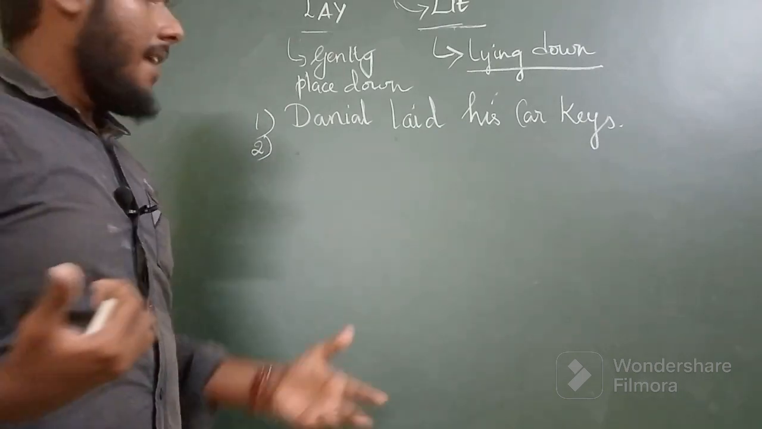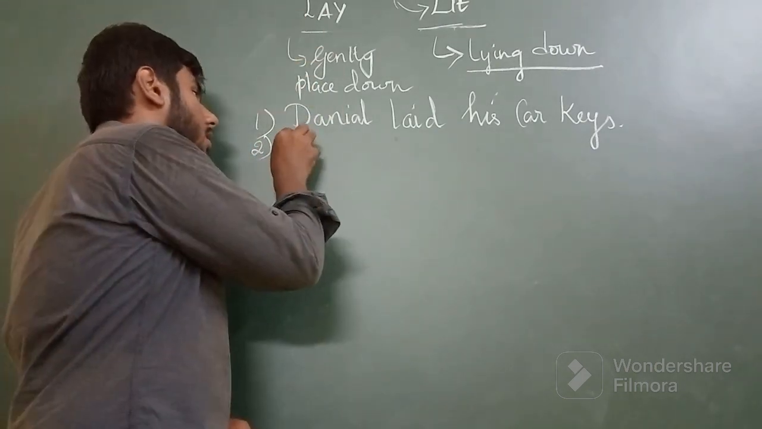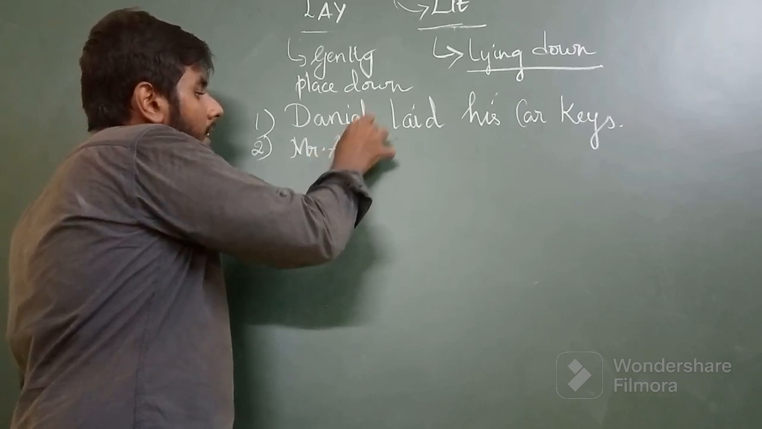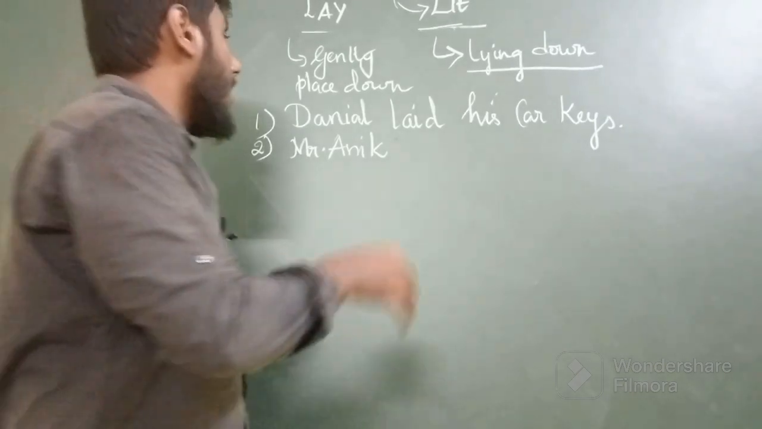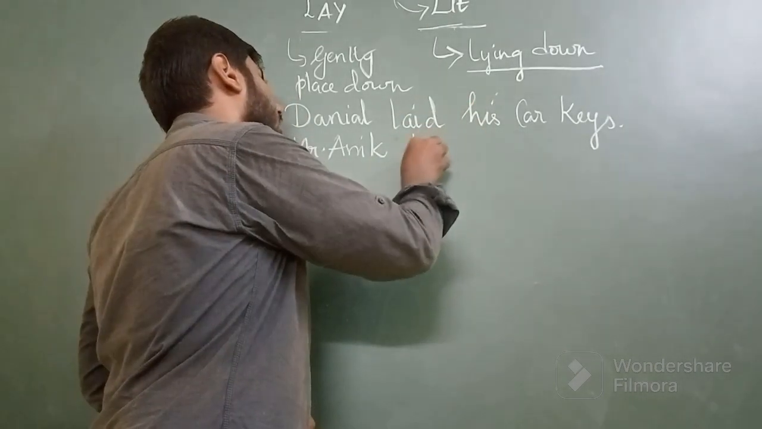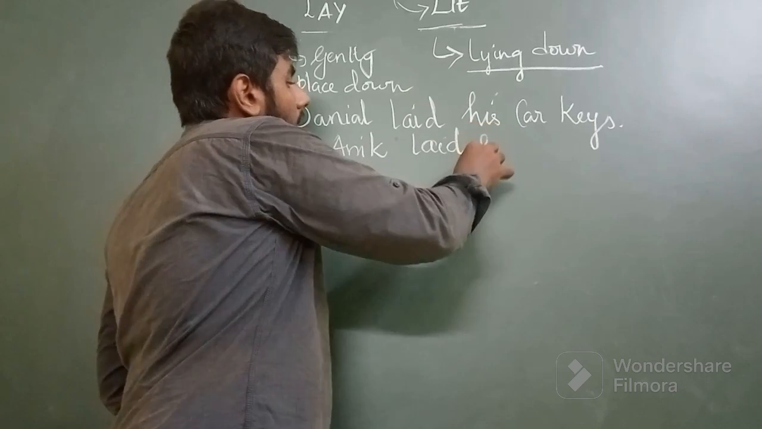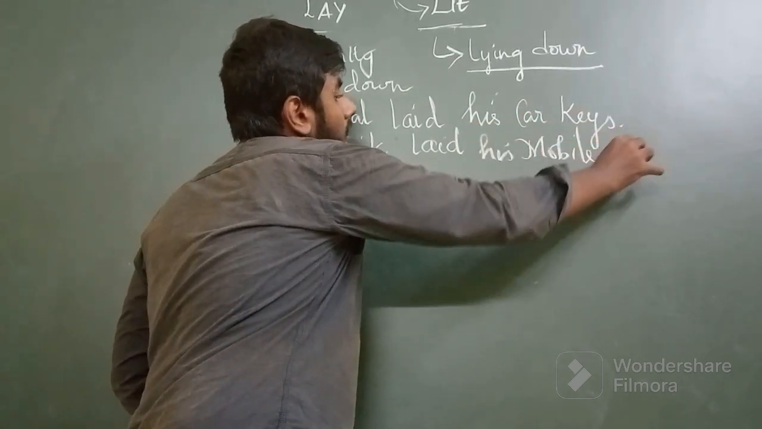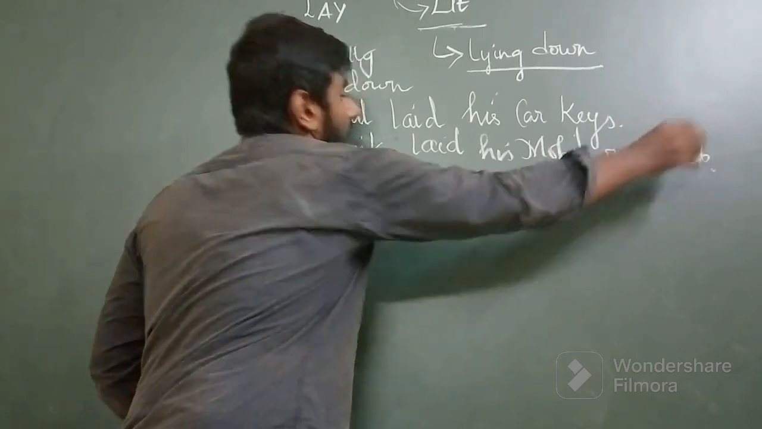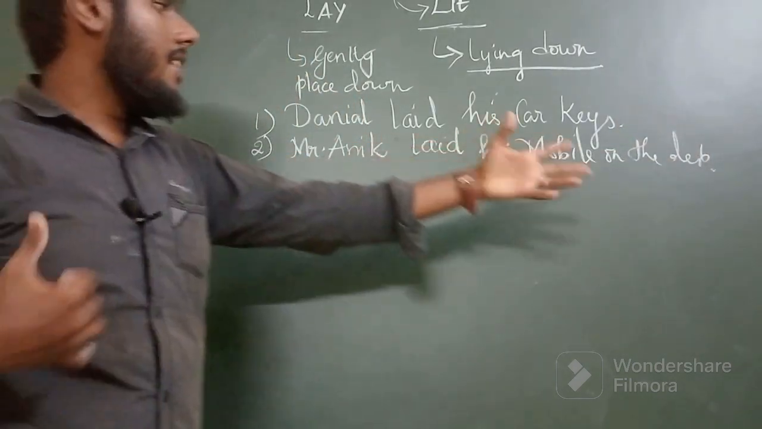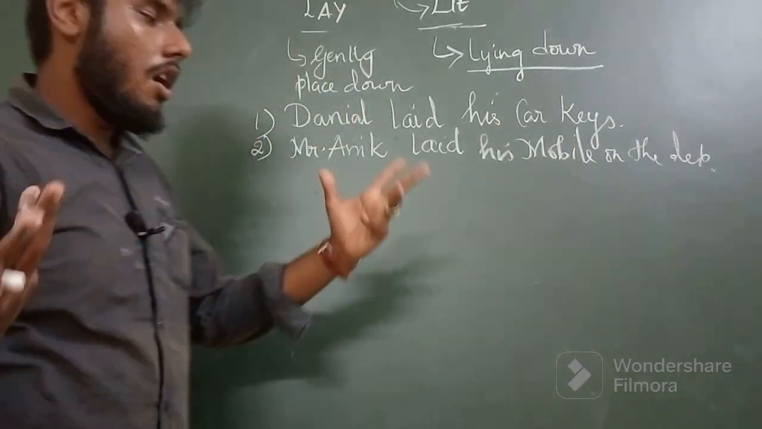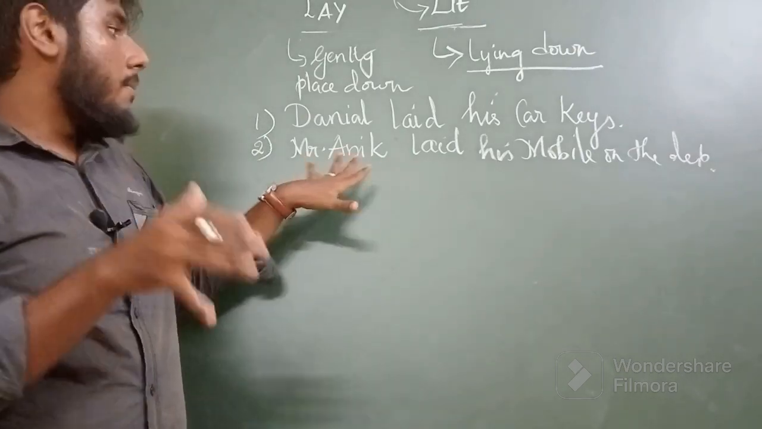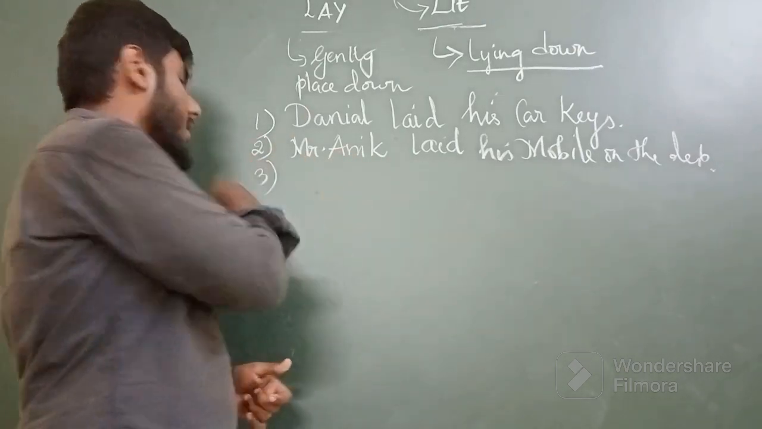Let me give you another example for lay. Mr. Anik laid his mobile on the desk. So Mr. Anik has laid his mobile, or gently placed his mobile, on the desk. Probably he's a teacher, so during class hours he has placed his mobile on the desk. That is the meaning of it.